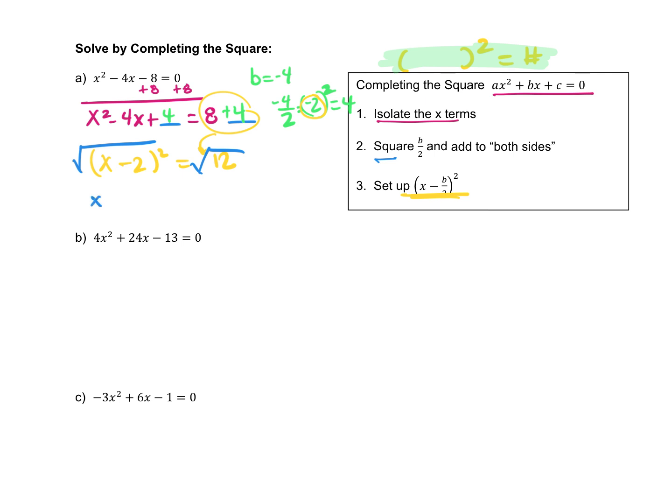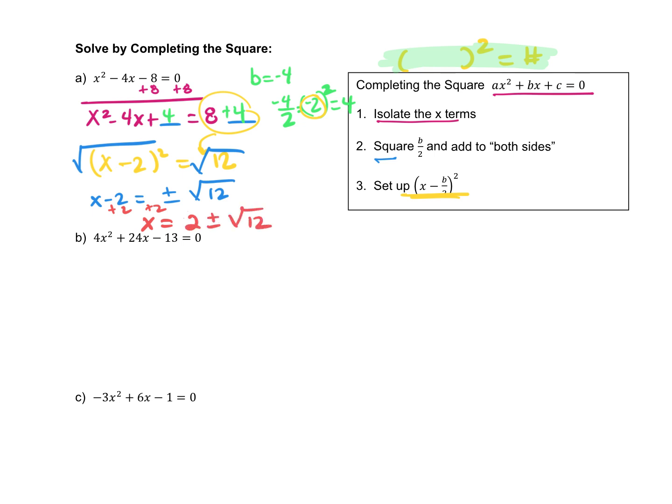Here I get x minus 2. Don't forget, it's plus or minus times the square root of 12. So I need to solve for x. I'm going to move this 2 over by adding 2 to both sides. And I wind up with x equals, oops, I left out the 2. The 2 is going to go in the front. I think I talked about that in the last part. You always want to put the number in front of the radical.